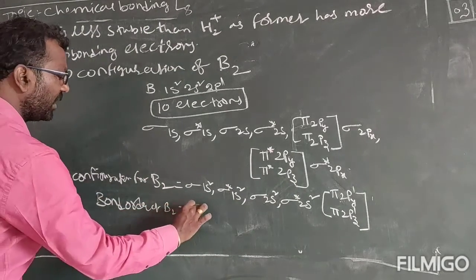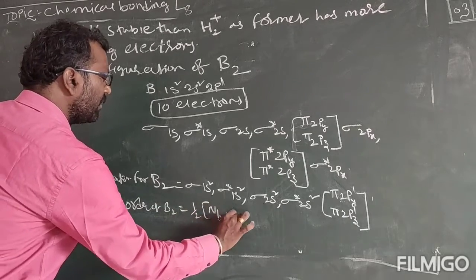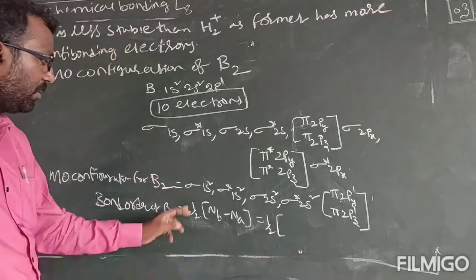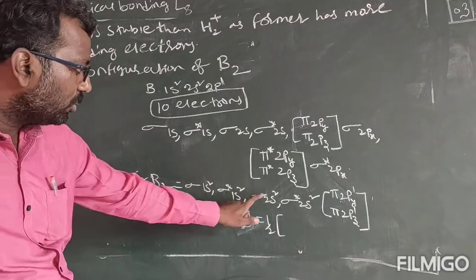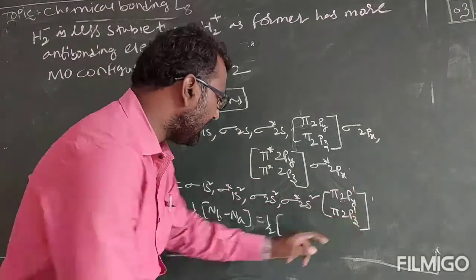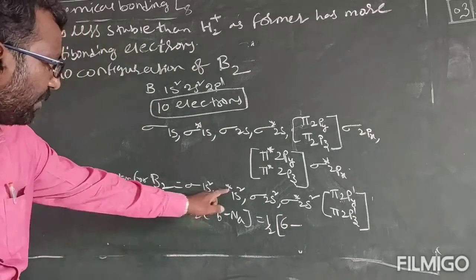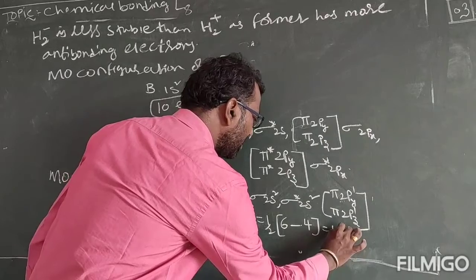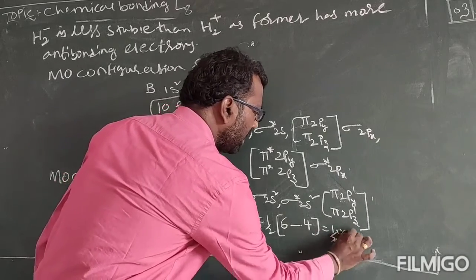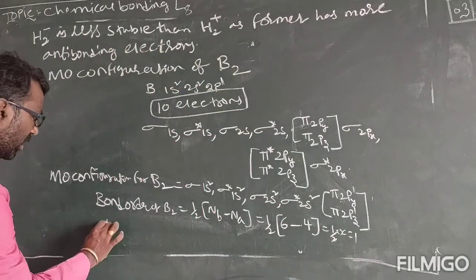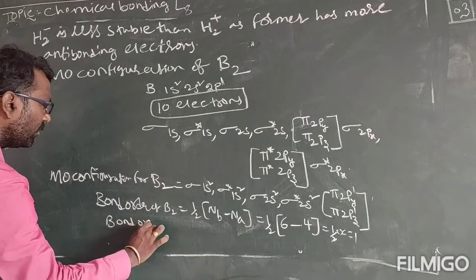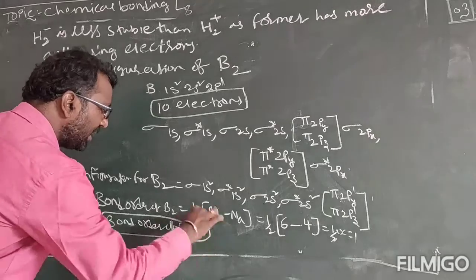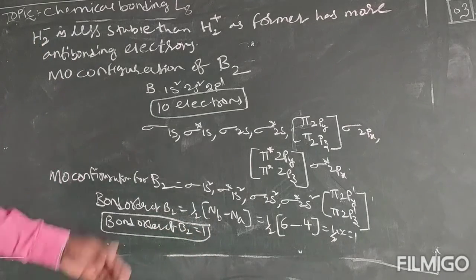Now how to calculate the bond order? Bond order of B2 is equal to half into Nb minus Na. Bonding electrons: 2, 4, 5, 6, minus anti-bonding: 2 plus 2, 4. It is nothing but half into 6 minus 4, which is 2. So 2 cancels, giving 1. Okay. Bond order of B2 equal to 1 means it is stable. Positive, so it is stable.